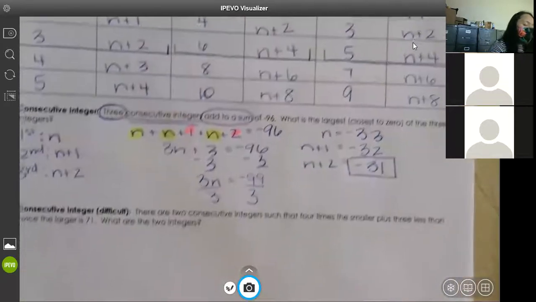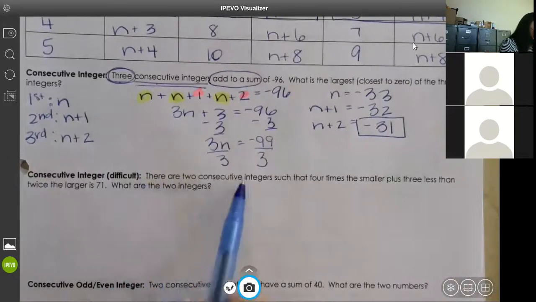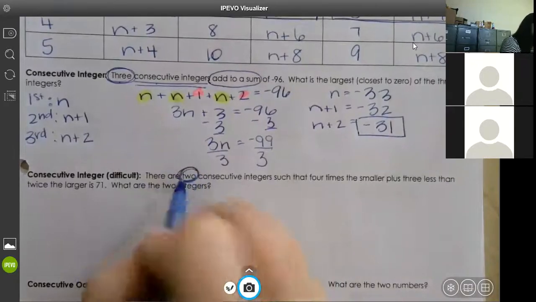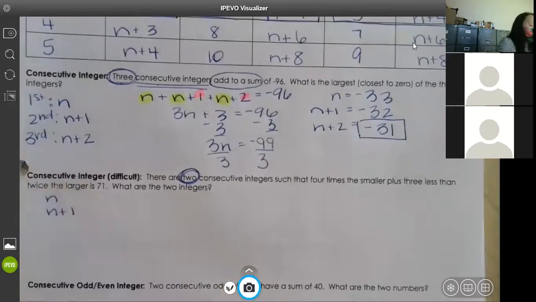Okay. So once you get it set up, the work is not hard. All right. This one says it's difficult, but it's not. It's just writing more, like 2 times the first, blah, blah. So it's not even any harder. There are 2 consecutive integers. So this time there's only 2. So that means there's just going to be n and n plus 1. We don't have the n plus 2. N and n plus 1.